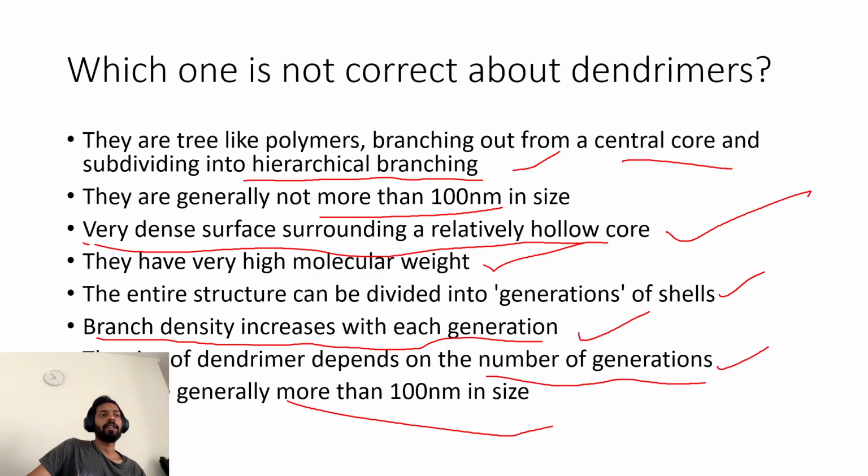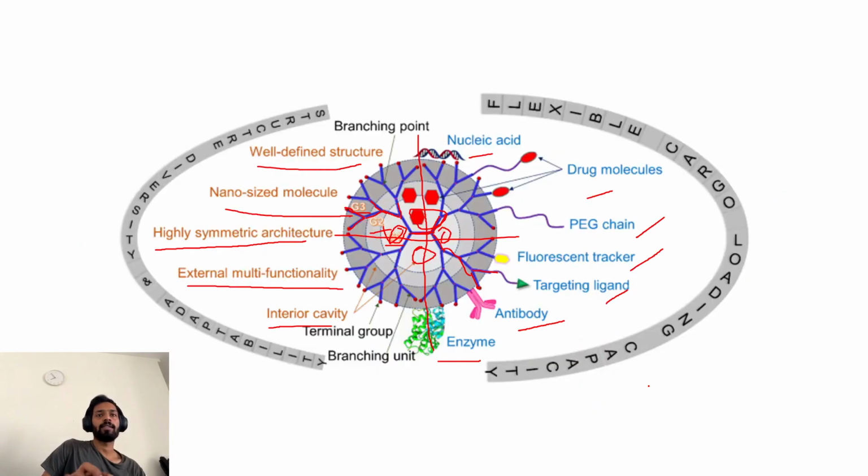Now let's go back to this. So they're generally more than 100 nanometers in size, or they're generally not more than 100 nanometers in size. So usually, even though they are nanometer structures, dendrimers are made to be over 100 nanometers in size. So you have multiple generations. So this would be the incorrect option, and they're generally more than 100 nanometers in size is the correct option.